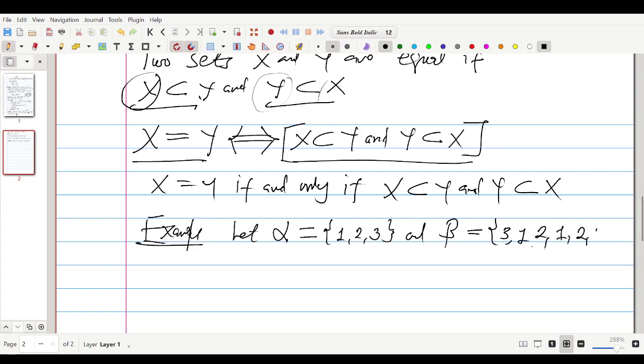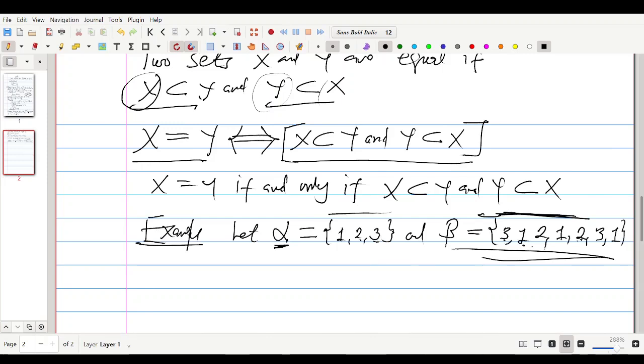Look at these two sets, alpha and beta. Are they equal? Yes, they are equal, but from the definition, any element in alpha should be found in beta, and any element in beta should be found in alpha. If you reason on it, the condition holds true because 1 is found in alpha, 1 is also in beta. 2 is in alpha, 2 is also in beta. 3 is in alpha, 3 is also in beta. The reverse is the case.